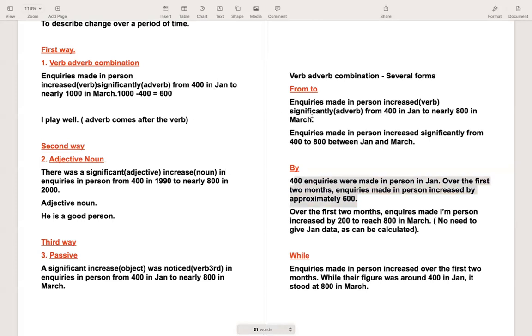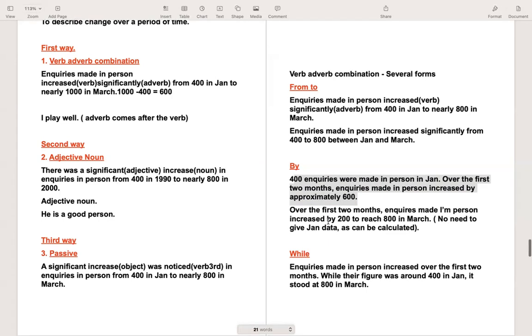But I do all the changes in the verb-adverb combination. I don't mess with the adjective noun or the passive form because they're already very complex and I don't want to play around with them. And I told you I use them only once. So I make the changes in the verb-adverb combination.